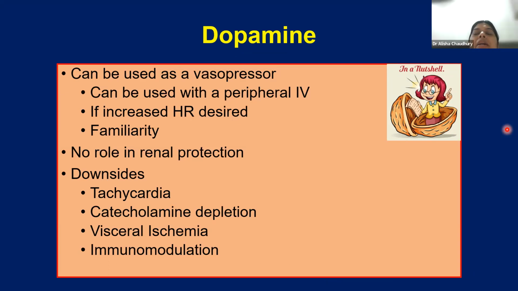But the thing is, at lower doses, because we read about renal vasodilatation, that it has renal protection has been refuted. There is no such thing that low-dose dopamine promotes renal protection. Rather, the downsides are it can lead to tachycardia, catecholamine depletion, again visceral ischemia because of vasoconstriction, and some amount of immunomodulation. Now coming to our next drug.